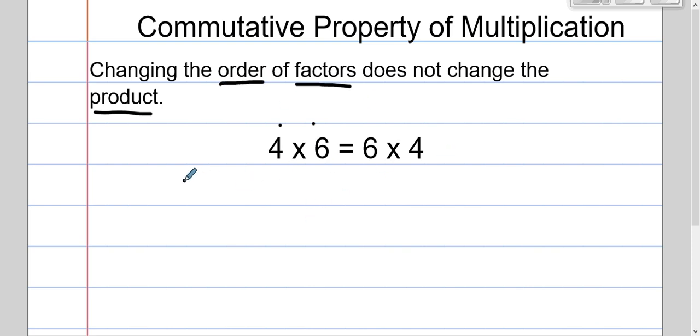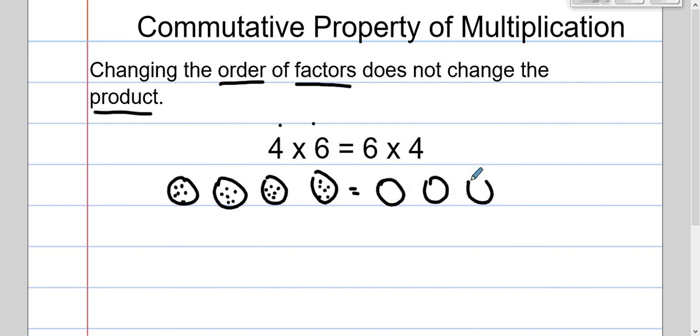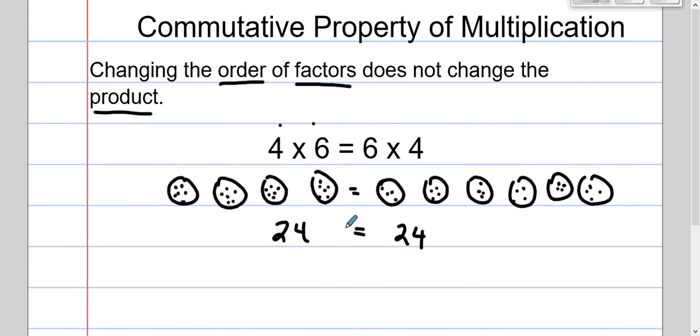So if I have 4 cookies, each with 6 chocolate chips, it's the same as if I had 6 cookies, each with 4 chocolate chips. I still have the same amount of chocolate chips. Which is 24. Still have 24 chocolate chips.